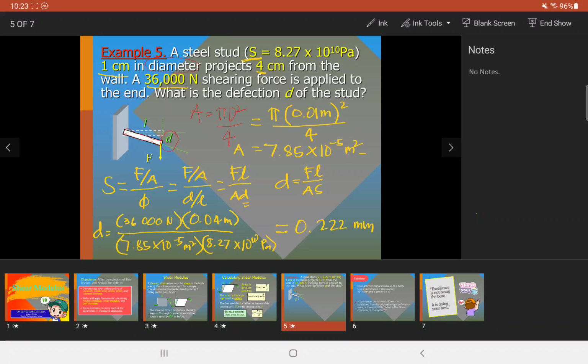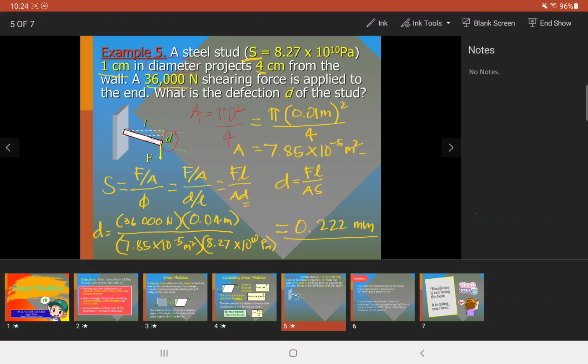Okay, so you can try that in meters first, and then we could go back to millimeters. So try in meter. Can you do that in meter, and then convert that to millimeter and see if we will have the same answer? Okay, so that is how you solve for shear modulus.